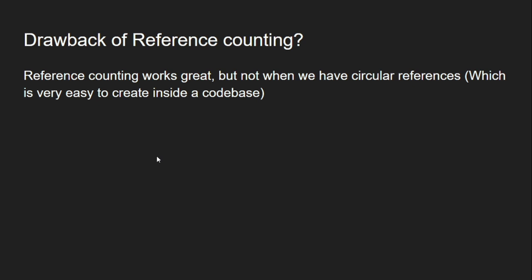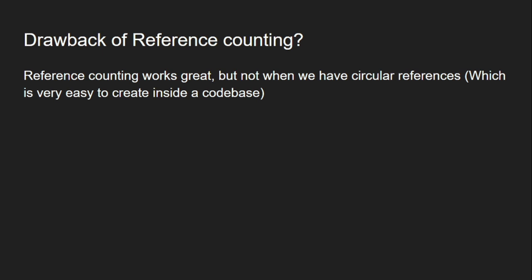So what is the drawback of reference counting? This is a very simple and very intuitive approach. The Python memory manager takes the reference count, and when it becomes 0, it cleans up the object. So this is a very easy way to do memory management.